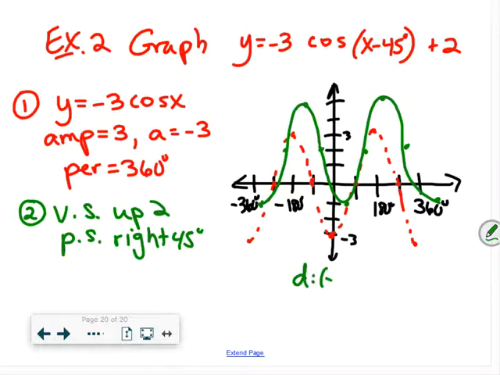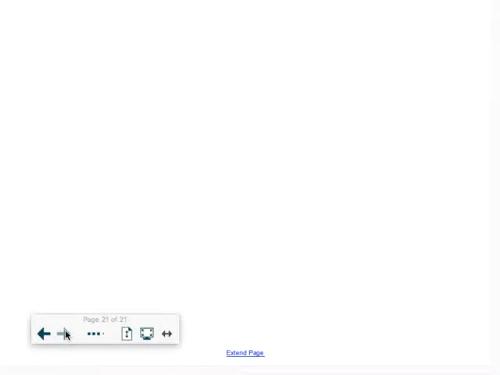So domain, -infinity to infinity. And then the range was what? -1 to 5. You can see mine are not perfect. I'm not looking for perfection, but I am looking for you to try your best to get to the max and the min. That's okay. All right, last one.